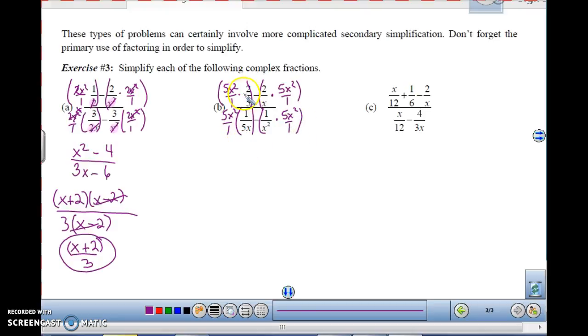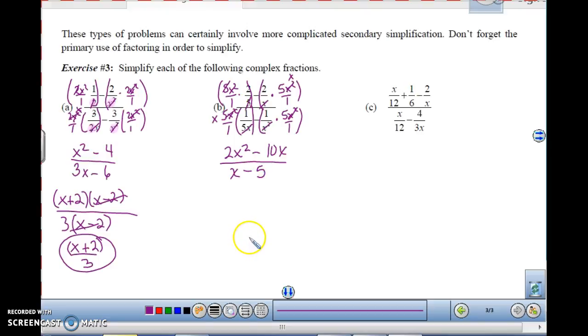Okay, cancel, cancel. 5 cancels 5. X squared times 2 is 2x squared. There's a minus right here. X cancels x squared, leaving x. 2 times 5x is 10x. In the denominator, 5x cancels 5x squared, leaving x. X times 1 is x. Minus x squared cancels x squared. 1 times 5 is 5.